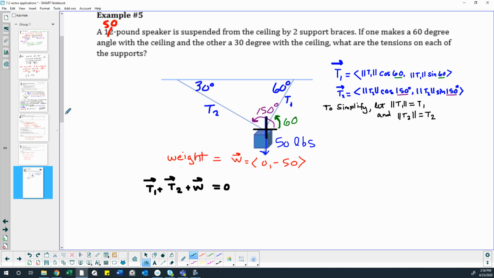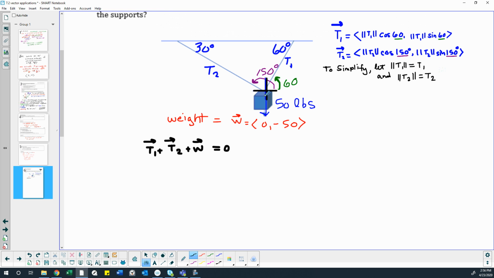Okay, let's go ahead and start putting these together with the information we do know. So our first vector would be T1. We don't know what that number is, but we know it's going to be T1 times the cosine of 60, and the cosine of 60 is 1/2. And then the other part of our component is going to be T1 times the sine of 60, which is square root of 3 over 2. So there's our first vector.